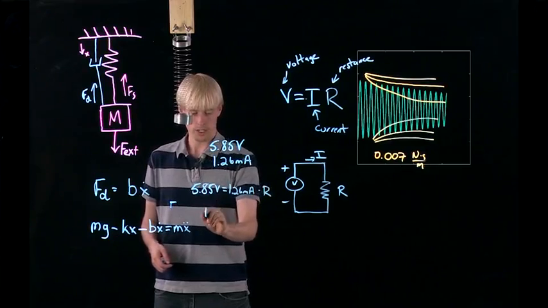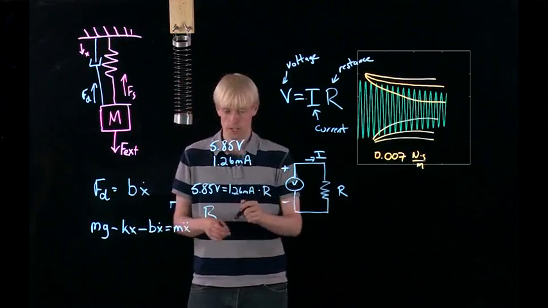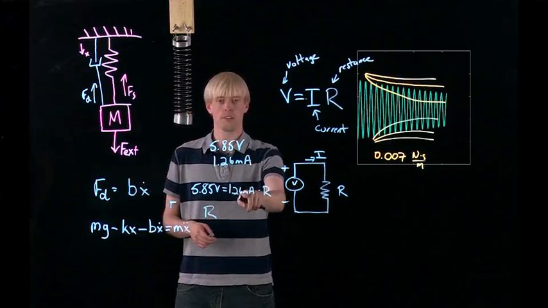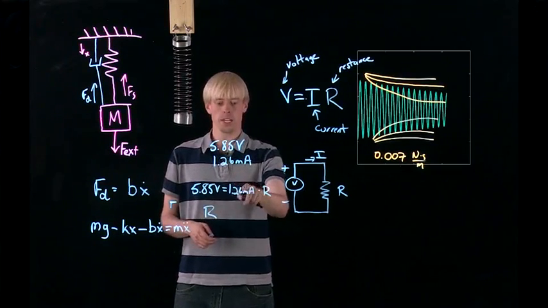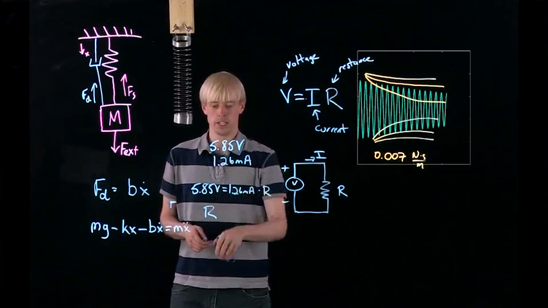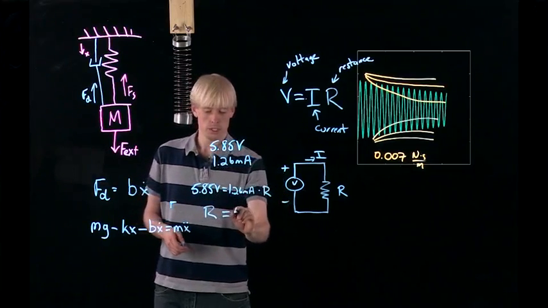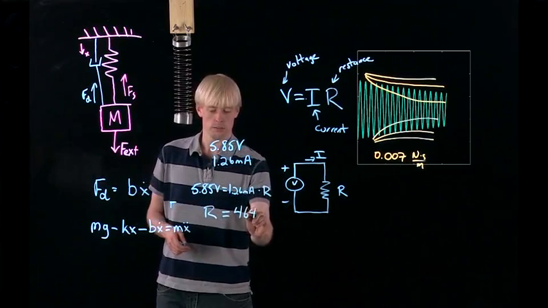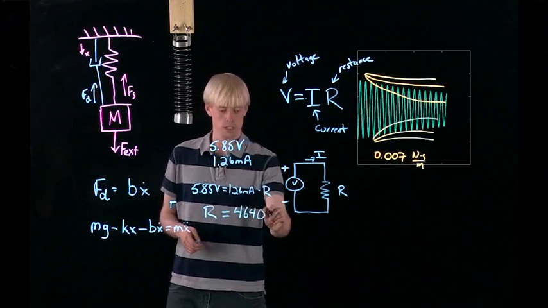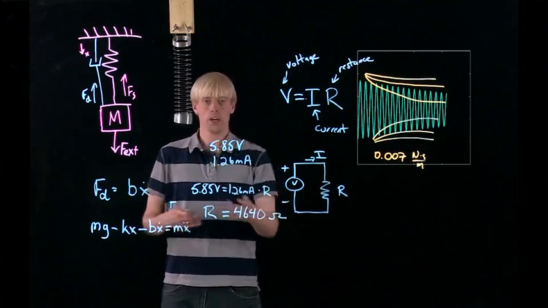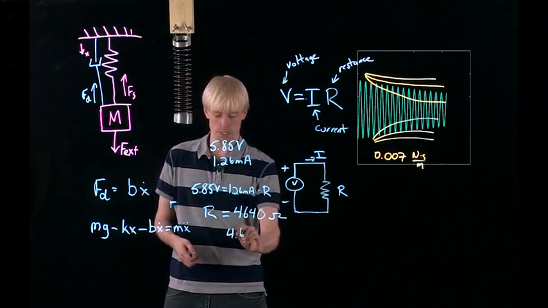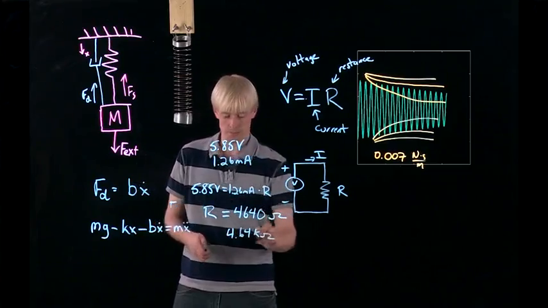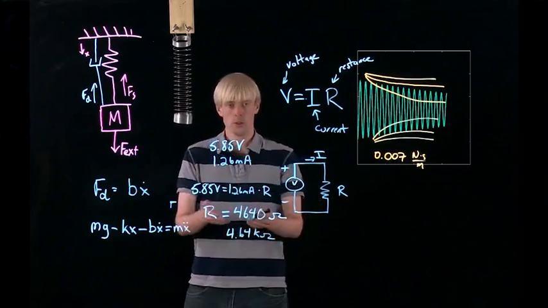And we're going to divide 5.85 by 1.26 milliamps. Make sure you divide this by 1,000 as well, because we're going to use SI units, so you want volts and amps. And the result is going to be 4,640 ohms. Now, generally, we want to reduce this to a smaller number, so we say 4.64 kilo ohms.